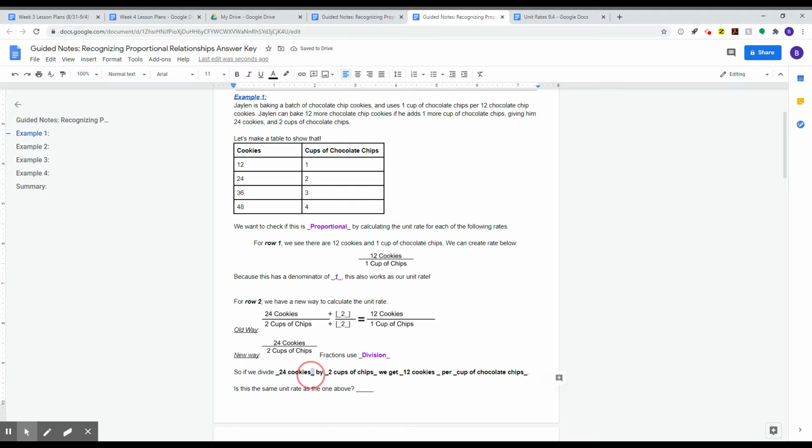Also, if you don't like having these underlines here, you can totally get rid of them. I don't know why I keep them, to be honest, but that's okay. Now, is 12 cookies per cup of chocolate chips the same as this up here, our original unit rate? Oh, totally. So we're going to give this a big fat yes. You don't have to put that exclamation point, but I like to. A little bit of extra pizzazz.